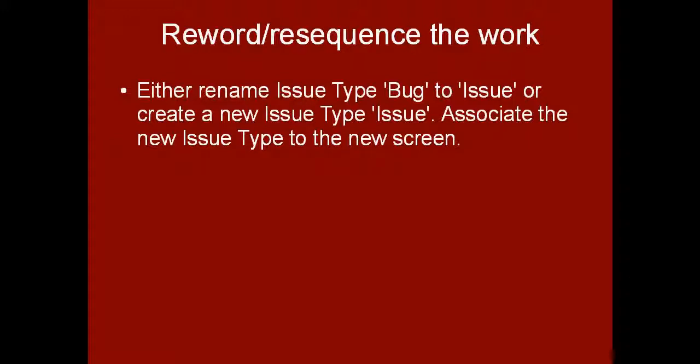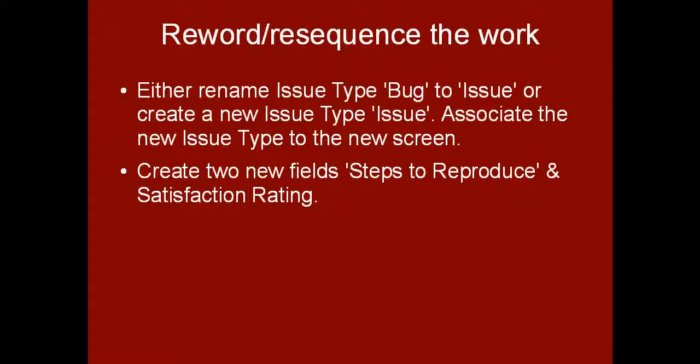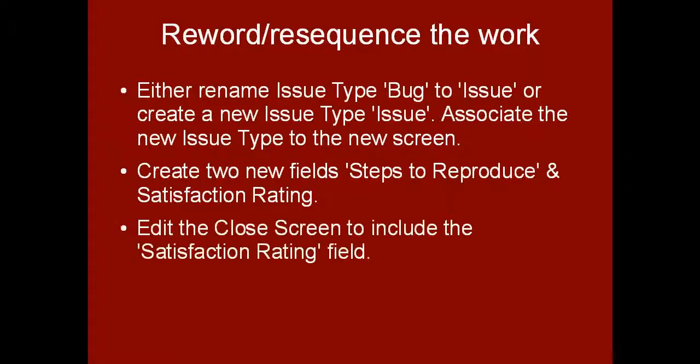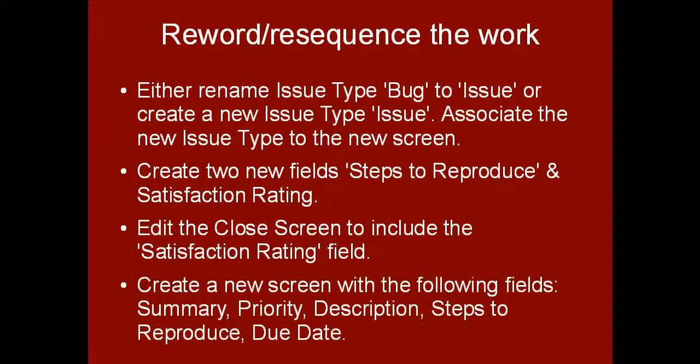In this video, in the order I'm going to do it, I'm going to start by renaming, or at least looking into, the issue type and all the issues surrounding that. Secondly, we're going to create two new fields, steps to reproduce and satisfaction rating. Thirdly, we're going to edit the close screen to include the satisfaction rating field. And finally, we're going to create a new screen with the following fields that you can see, and then we're going to link that back to the original issue type. So it should all be quite interesting.